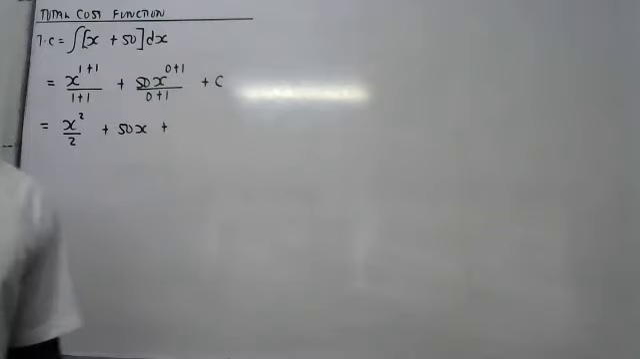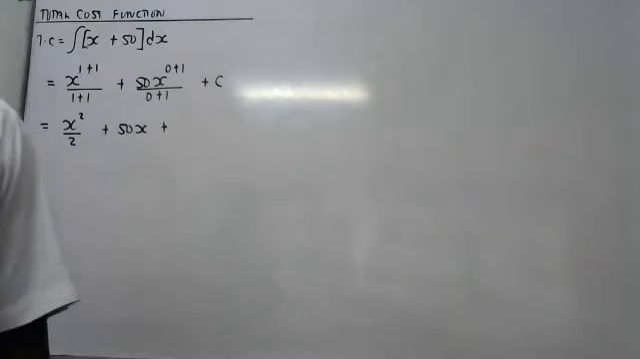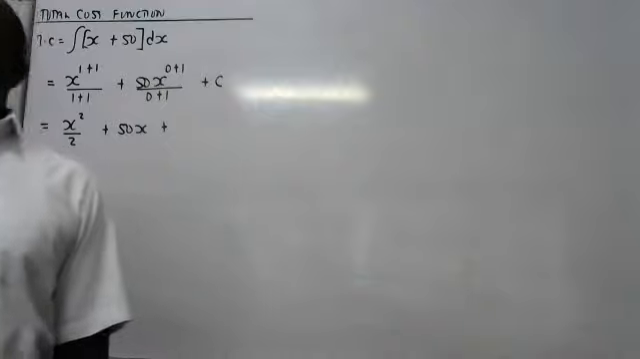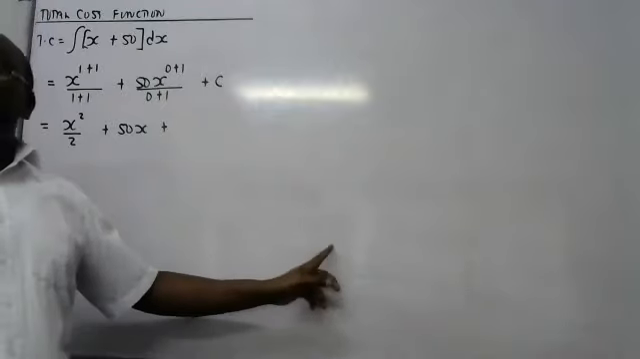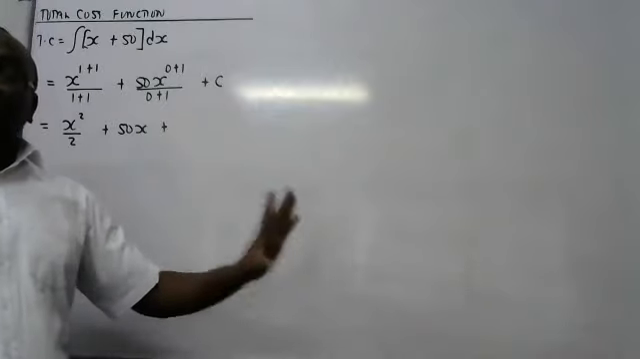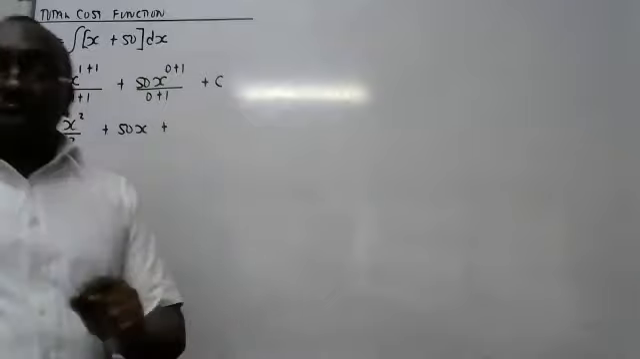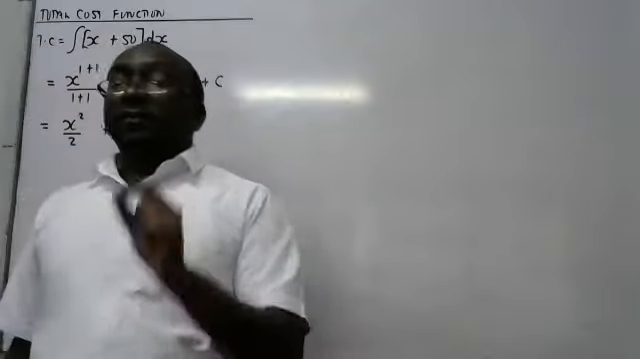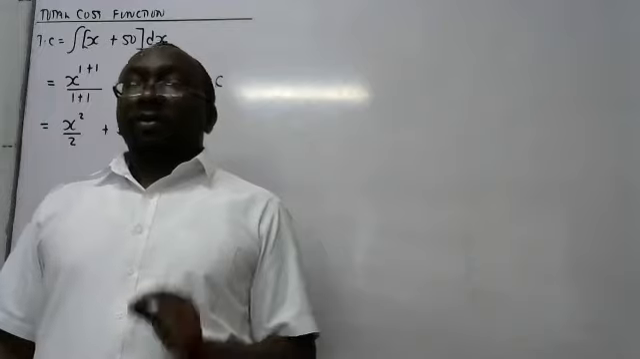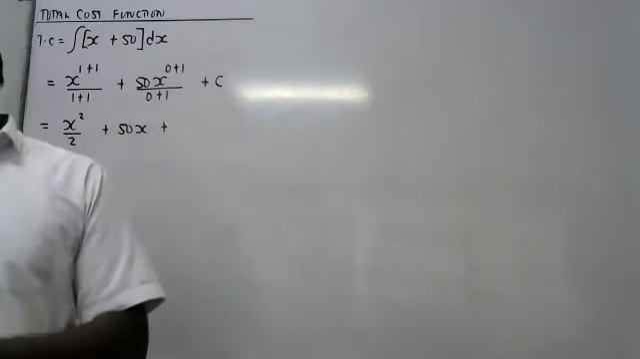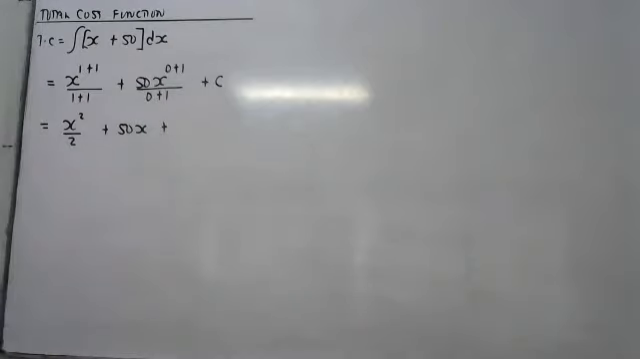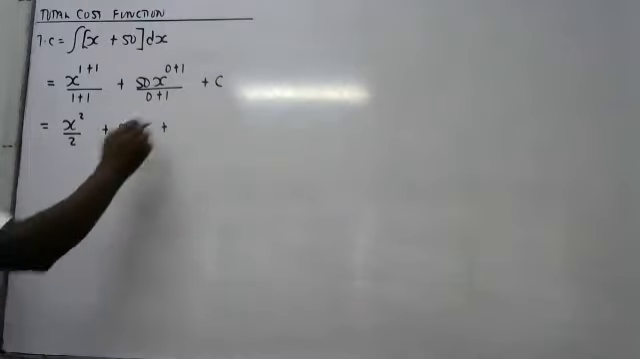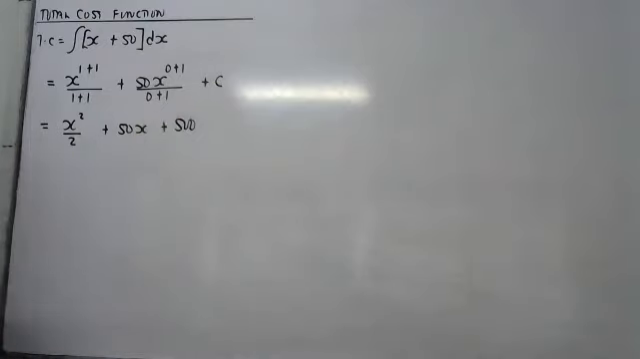Now, when you are in a revenue function, c becomes 0. So c is 0. But when you are in a cost function, c is the fixed cost. C is the fixed cost. So the fixed cost here is 500. Okay? So put 500. So now we have our total cost function.